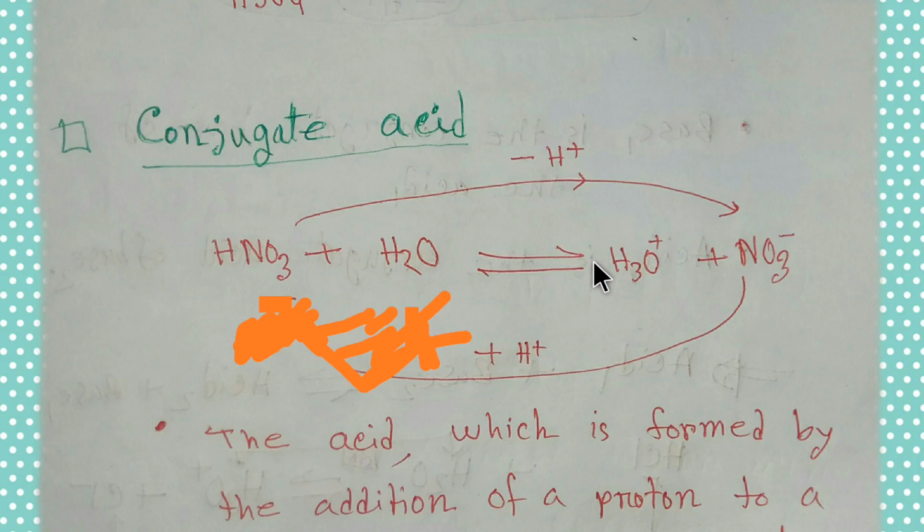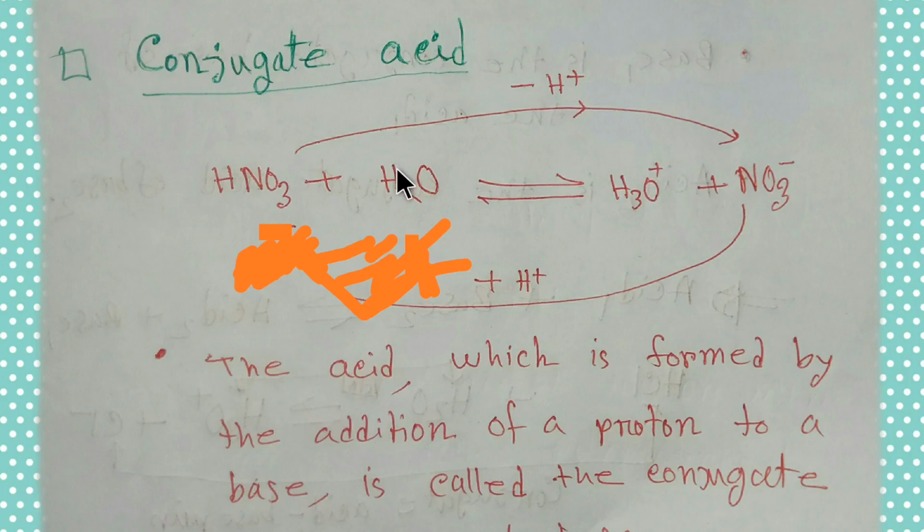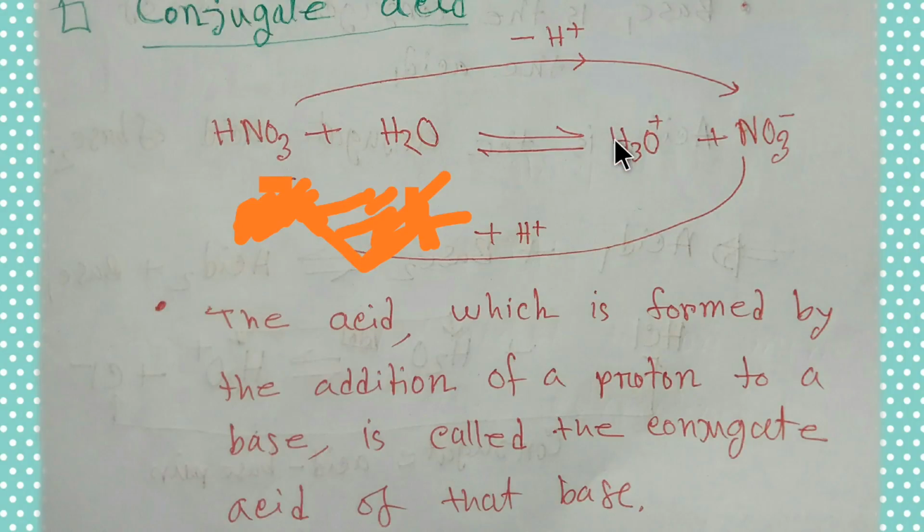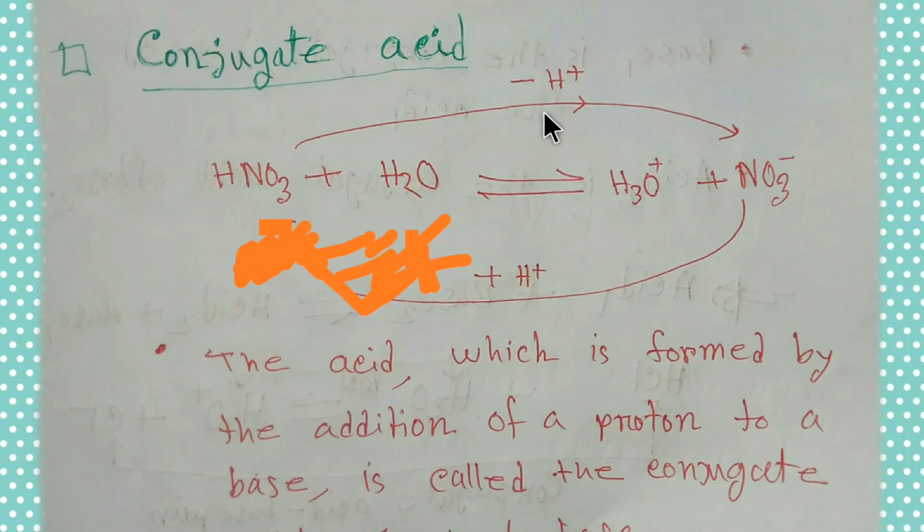So what is a conjugate acid? Here the hydronium ion is the acid. The acid which is formed by the addition of a proton to a base is called the conjugate acid of that base. I hope this is clear to you. That is, a conjugate acid is produced from a base by the addition of a proton.